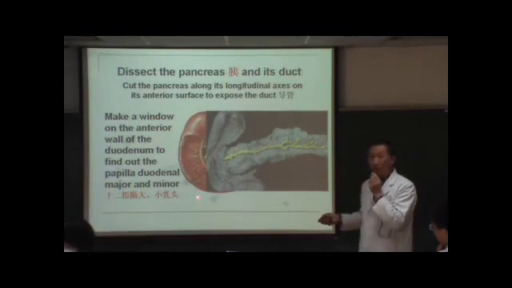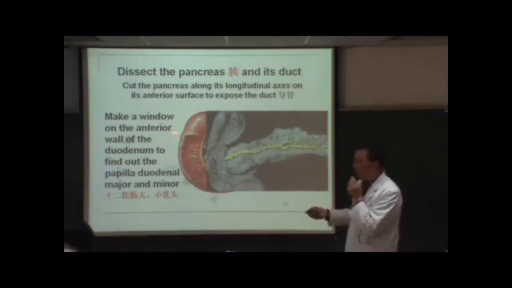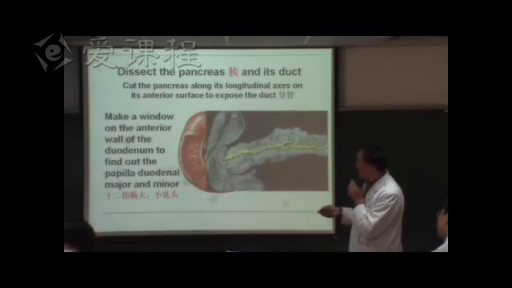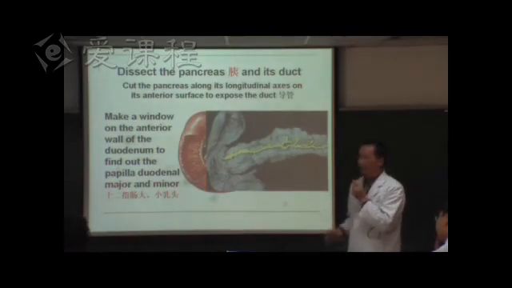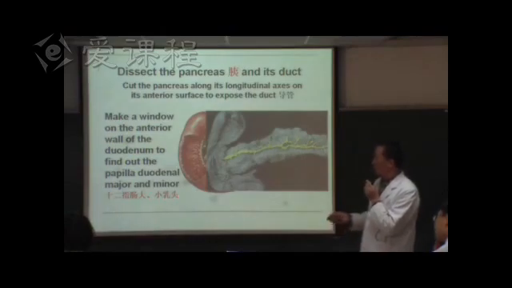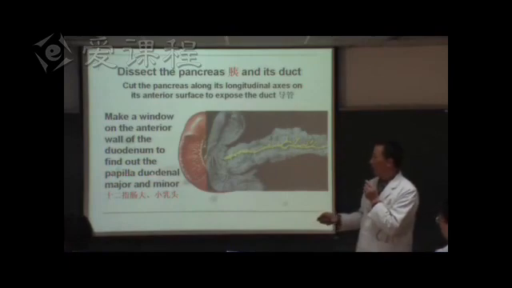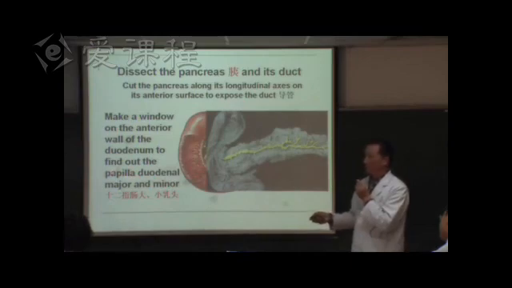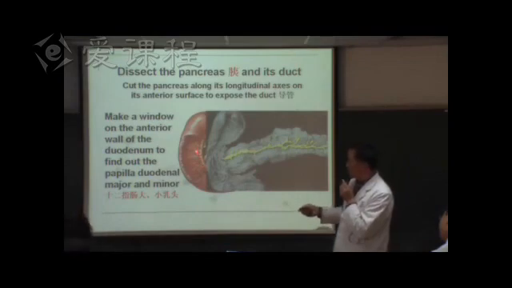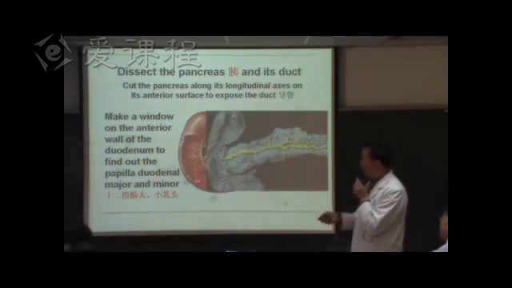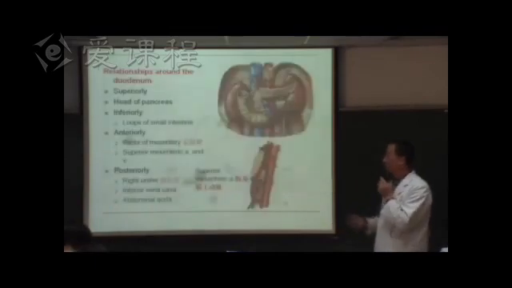the descending part of the duodenum to open it, and you can find the major and minor duodenal papilla, 12指肠大乳头和小乳头. Read it: major duodenal papilla. Minor duodenal papilla. 12指肠大乳头，12指肠小乳头. So you can identify the papilla.